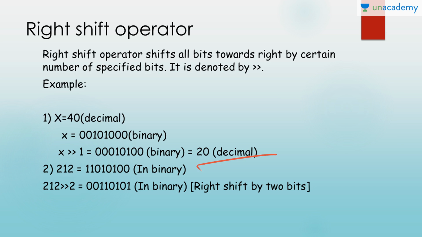A similar case, try it out for the number 212 also. We will be obtaining the answer this way. Here what we are doing is specifying the bits as 2. So 212 has to be shifted by 2 bits. After shifting, we get 110101 and towards the left 2 bits will be empty. Put 0 over there and you will obtain the answer.